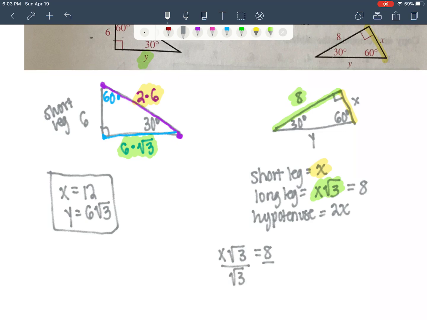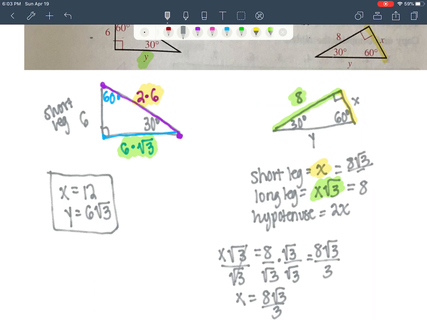I divide both sides by the square root of 3. Oh, I need to rationalize. Remember, that's from Algebra 1. Multiply by the square root of 3 over the square root of 3. And we get 8 times the square root of 3 over 3.